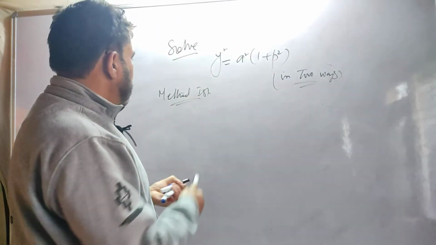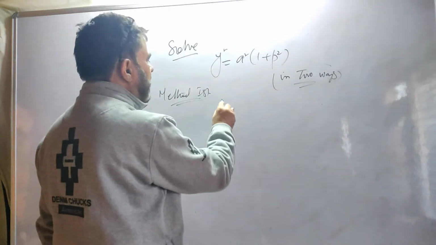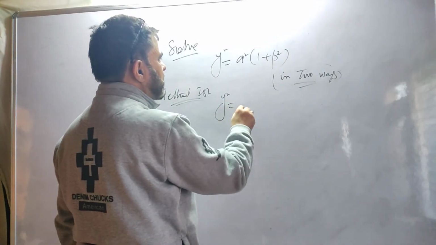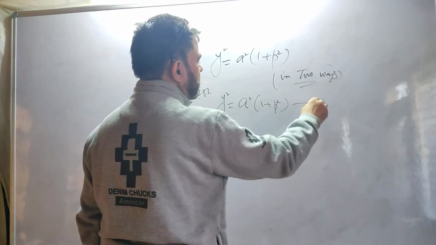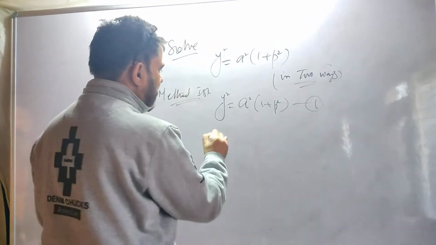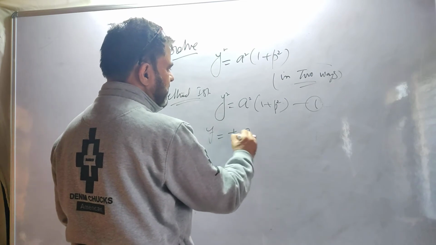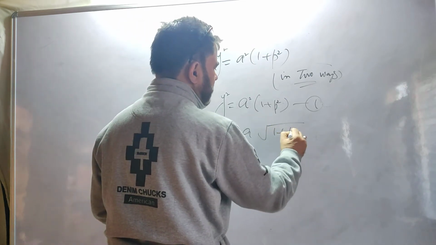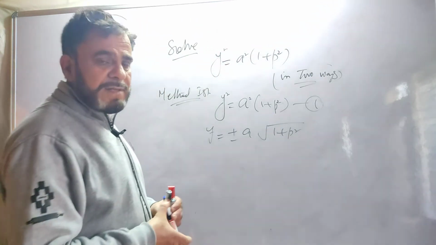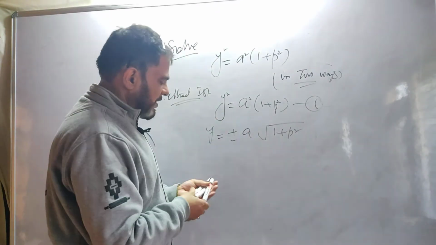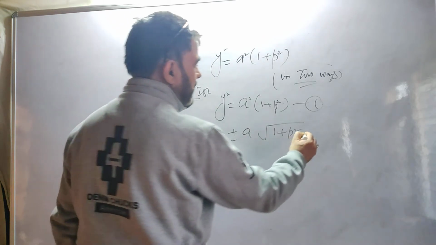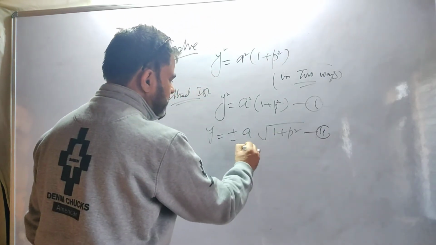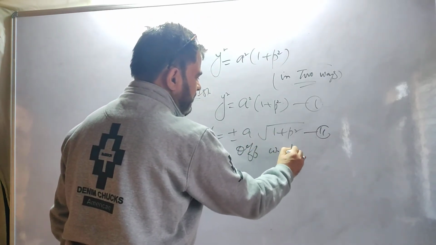First method I will do here. I will take y square is equal to a square into 1 plus p square. This is the first equation. I can write y is plus minus a under root of 1 plus p square. What we did, we have expressed y as a function of p. We differentiate with respect to x.